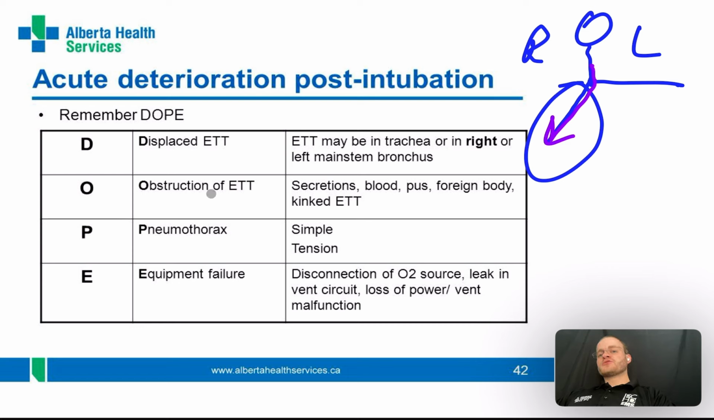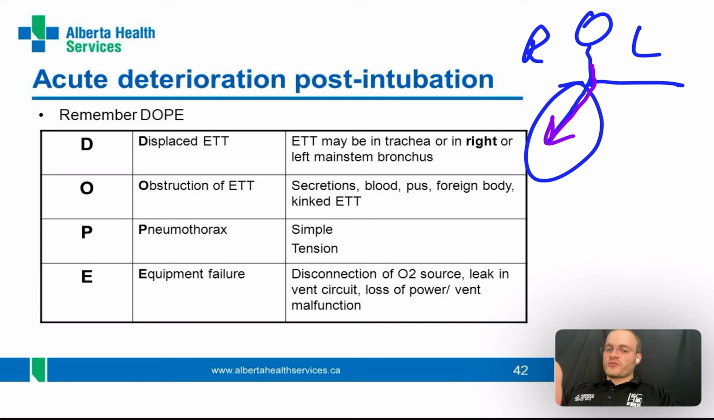Now, obstruction of endotracheal tubes. This could be by secretions, saliva, spit, mucus, a foreign body, food, a toy, I don't know. It could be in there, or the tube could get kinked. You'll see this sometimes when you use a ventilator, it'll kink that tube from the weight of the ventilator tubing.